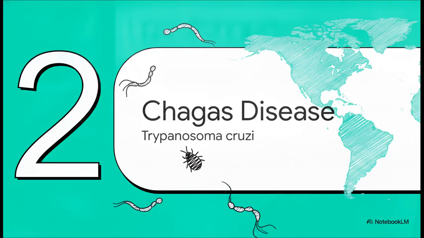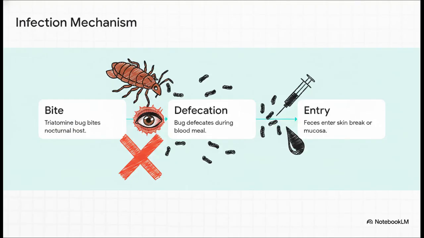Moving right along to part two, let's focus on Chagas disease and Trypanosoma cruzi. Now, what is actually super interesting here is the precise mechanism of infection. The triatomine bug bites its nocturnal host, right? But it doesn't inject the parasite through its saliva like a mosquito does. Actually, no. It defecates during its blood meal. I know, gross. But it's the bug's feces containing those metacyclic trypomastigotes that get rubbed into the bite wound, the mucosa, or the conjunctiva. This is a massive exam buzzword, guys. You absolutely must remember: it is the feces, not the saliva.